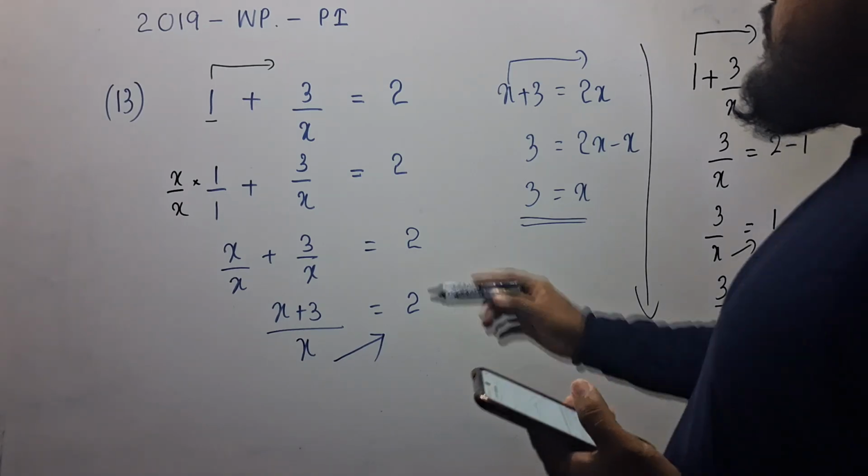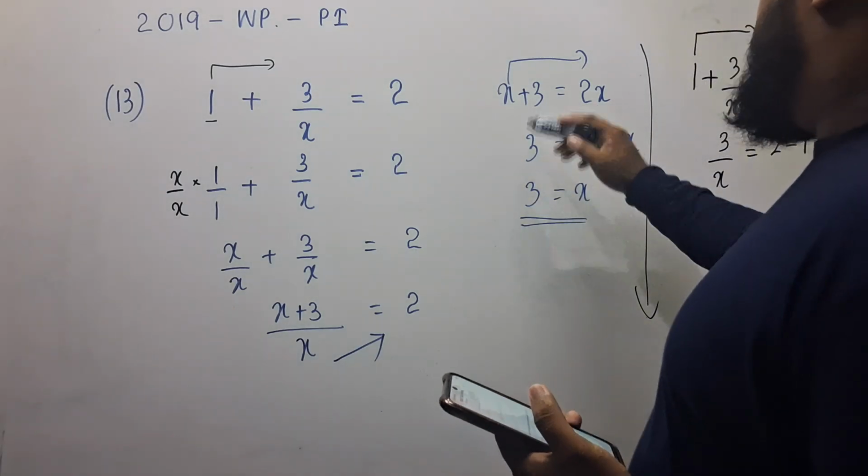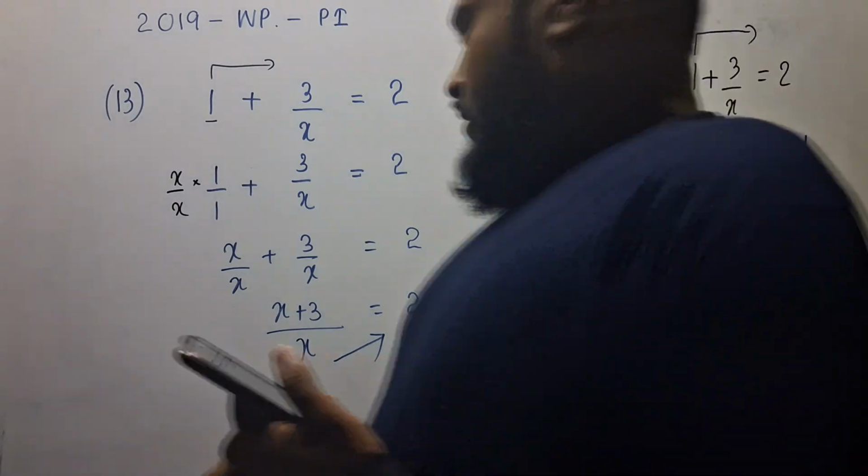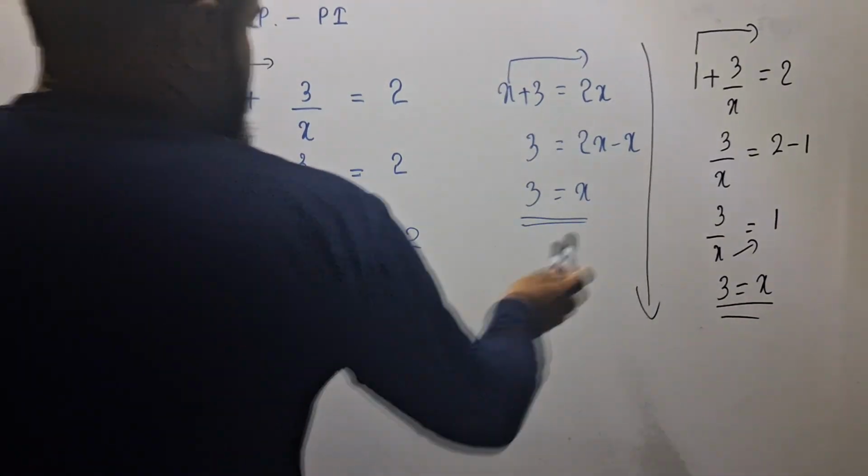Here how many steps are there? 1, 2, 3, 4, 5, 6, 7. Here 1, 2, 3, 4. So use this method.